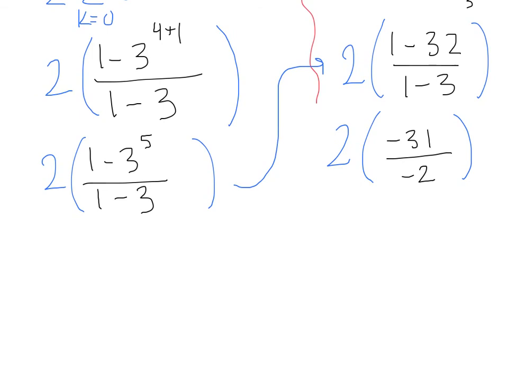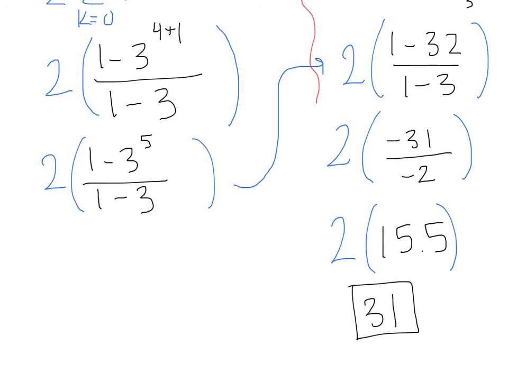Now we can keep simplifying a bit. We can do negative 31 divided by negative 2. If we actually did that out, we would get 15.5, or 15 and a half, however you want to write it. And then we can multiply by our 2, and we end up getting a final answer of 31.